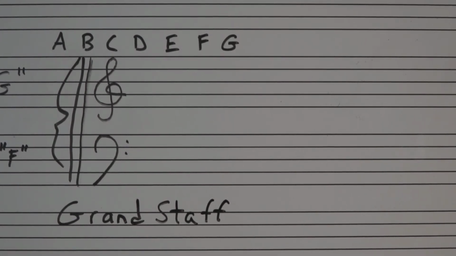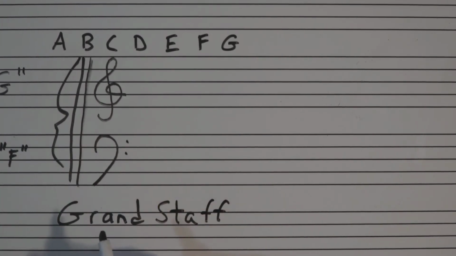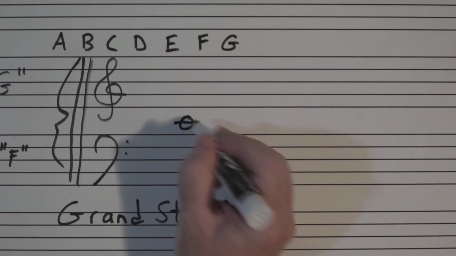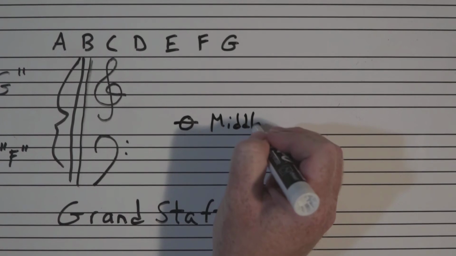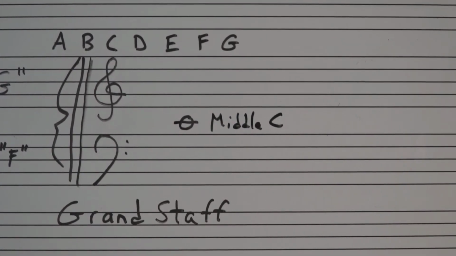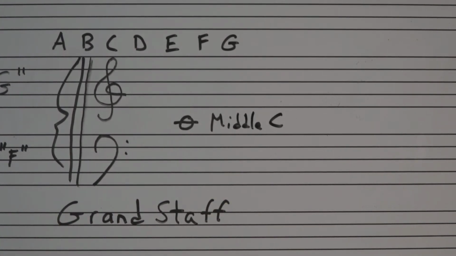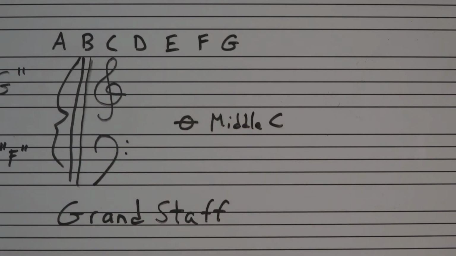The grand staff is very cool because right in between the bass clef and the treble clef is middle C. So the ledger line above the bass clef is middle C, and the ledger line below the treble clef is middle C.